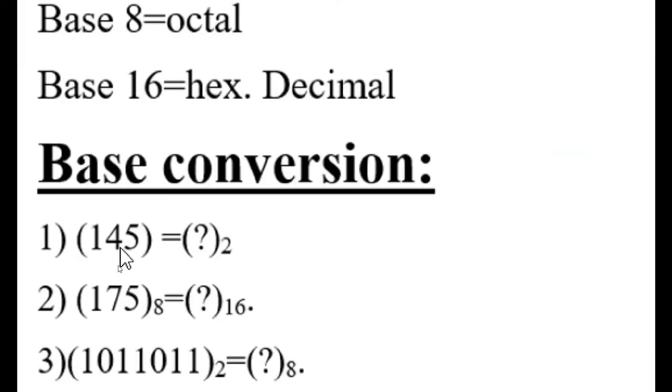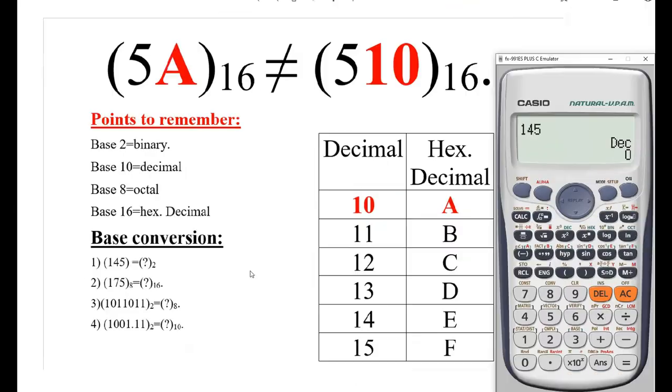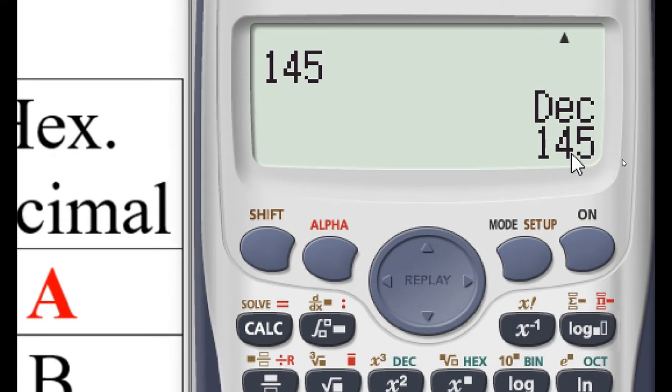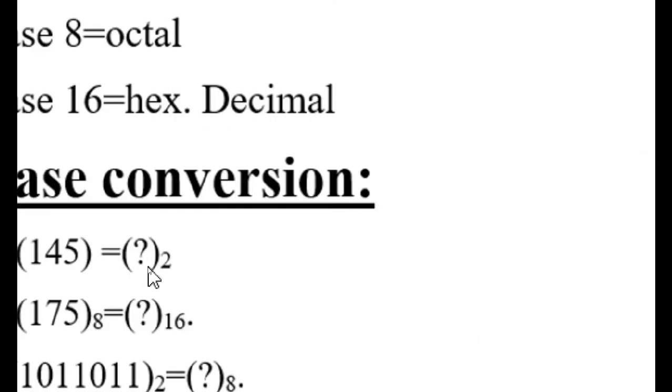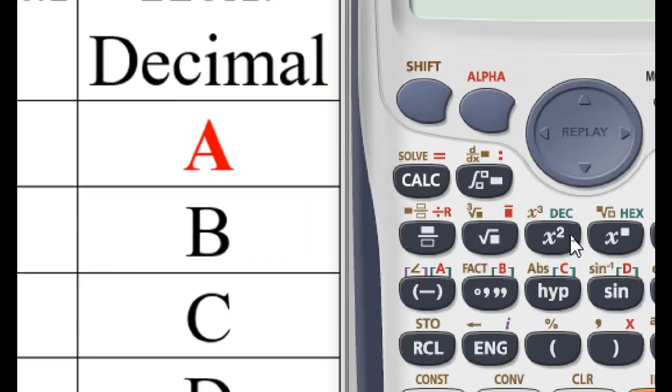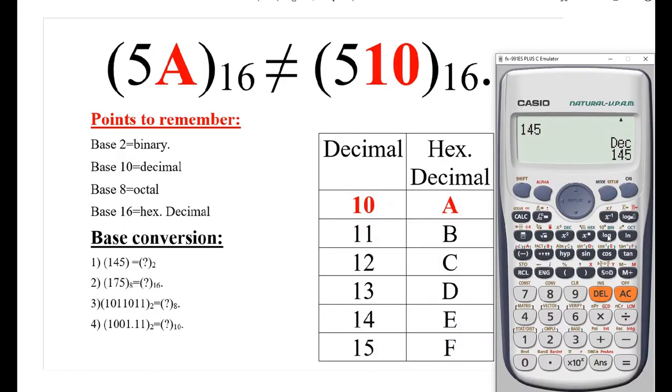Our input is 145. We are going to convert this 145 into the binary, and let's store this 145 as a decimal by pressing equals. Here we can see DEC 145 means this 145 is stored as a decimal number. We are going to convert this decimal into the equivalent binary number. For that, we have to search for BIN. BIN means here in the calculator BIN is written here. This means this is binary, and let's choose this button to convert into the binary.